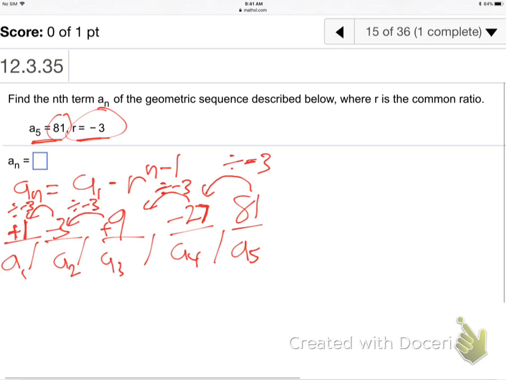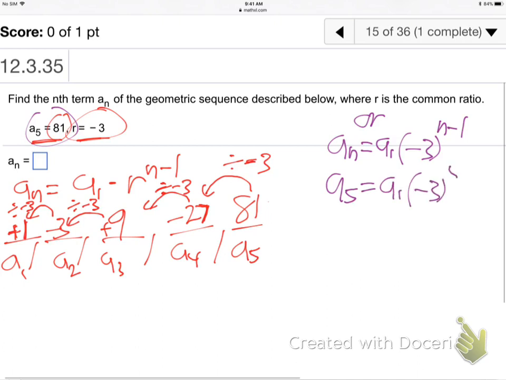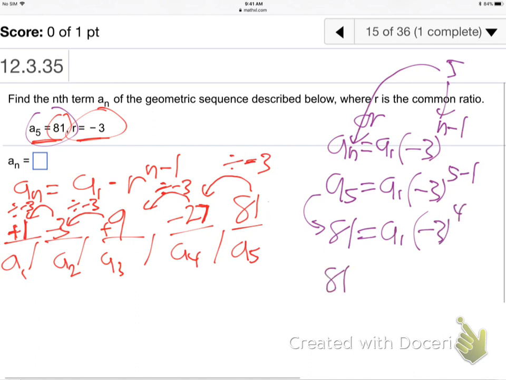The other way, or you could just use the formula. A sub n is A1 times r to the n minus 1. There's the formula, right? And you could say, look, A5 is 81. So if I plug in 5 for n right here, and right there put in 5. What is A5? 81. That's what they're telling me. A5 is 81. Use your calculator on this, this will be minus 3 to the 4th, which is positive 81. Divide by 81. A1 is 1.